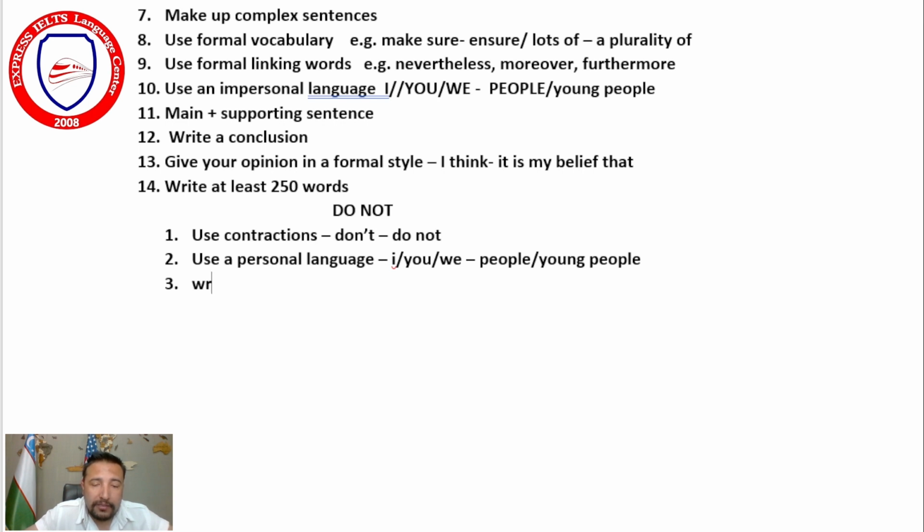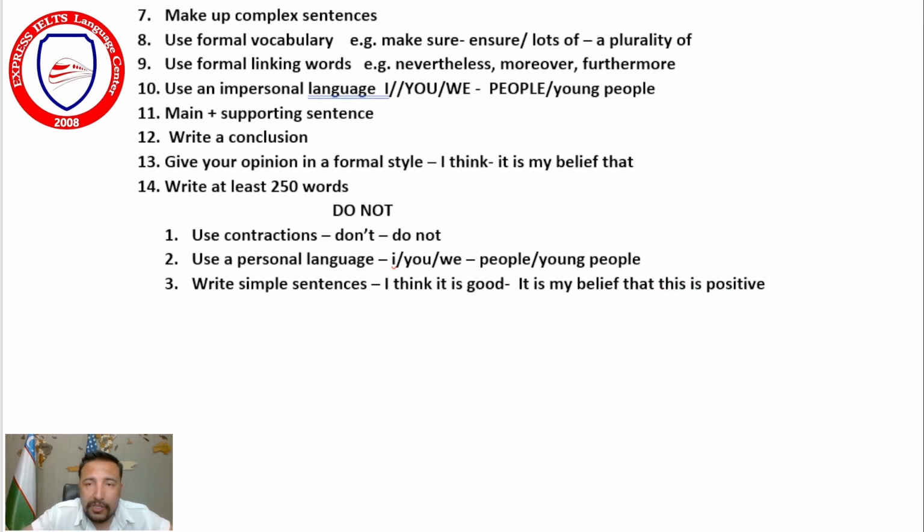And do not write simple sentences. It is a very important thing. For example, some students write like "I think it's good." It is a very simple sentence, because without a conjunction your sentence looks very simple. That is why you can say, for example, "It is my belief that this is positive." So you need to use conjunctions.